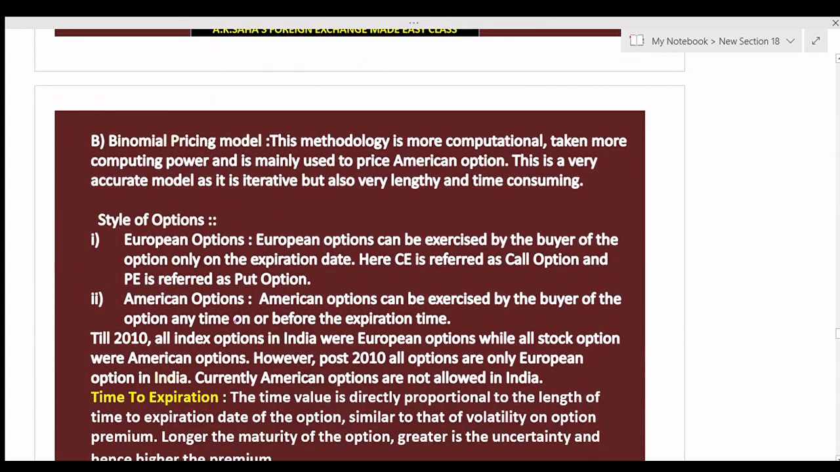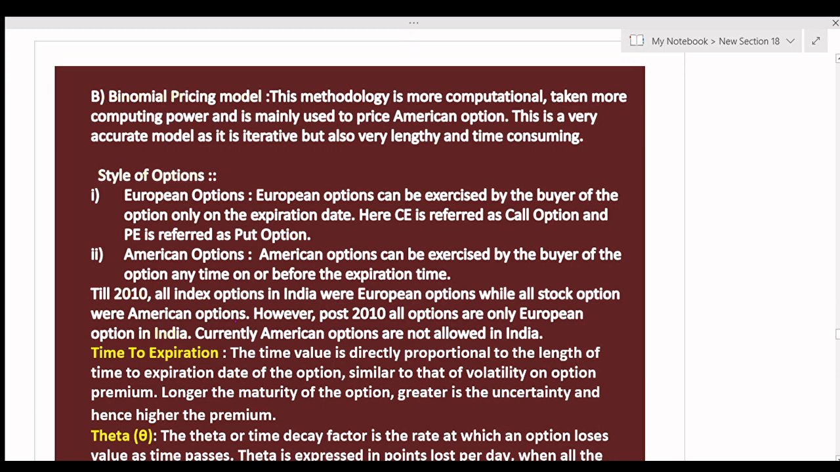Binomial pricing model. This methodology is more computational, taking more computing power, and is mainly used to price American option. This is a very accurate model as it is iterative, but also very lengthy and time consuming.